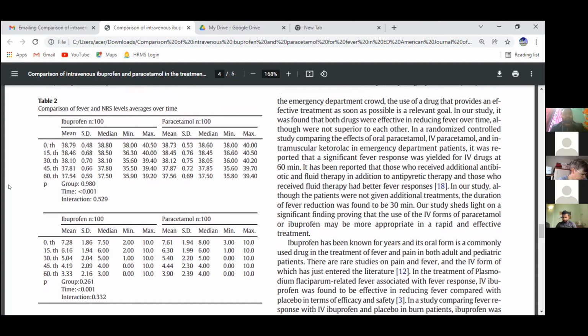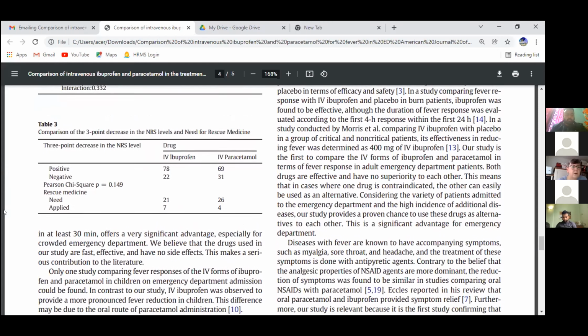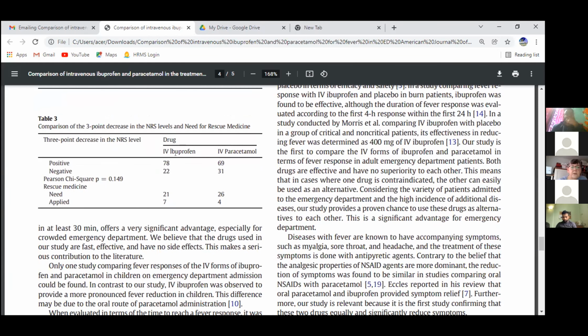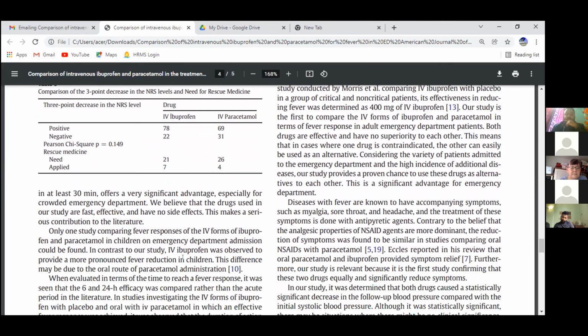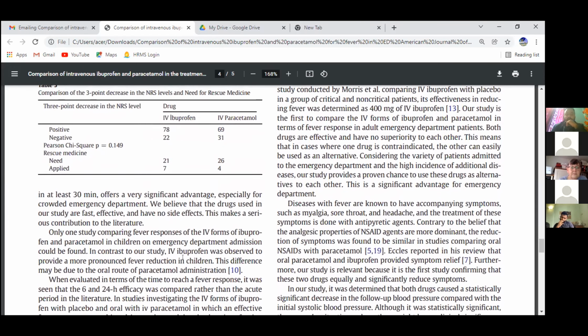What about rescue medication? What was the result on that? Yes, as you can see from the tables, the 3-point decrease in the NRS level was positive in 78 people with ibuprofen and 69 with paracetamol. And the need for rescue medication was about 21 in ibuprofen and 26 in paracetamol. So a little bit more for paracetamol than ibuprofen.